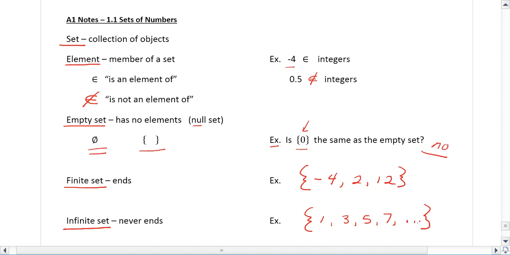Now these 3 dots, we understand mean "and so on." It keeps going, continue the same pattern. Your book has a term for this. They call it ellipses, but I don't know that we need to define that term, just so that we understand that it means continue the same pattern.